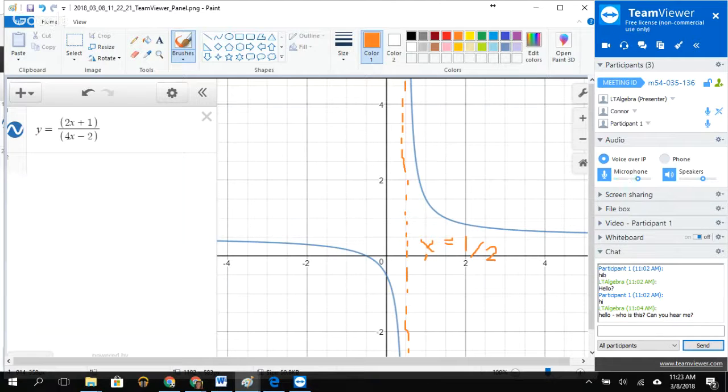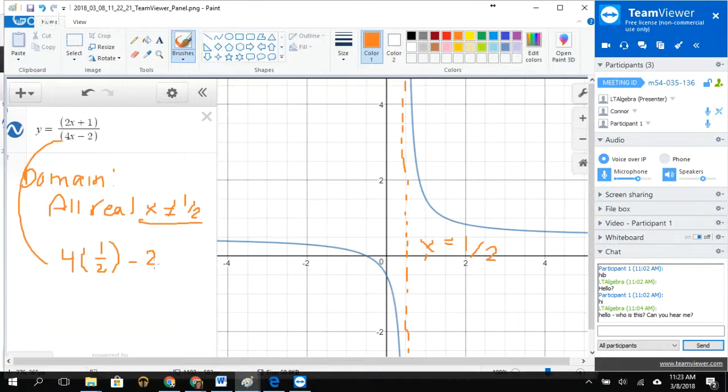Okay. Let's just do domain first. You're going to be tired of writing all real, except x cannot equal 1/2. So what happens when x equals 1/2? Well, if I plug it into the bottom, I have 4 times 1/2 minus 2. 4 times 1/2 is 2, minus 2 is 0. So I can't have 0 at the bottom, which is why x cannot equal 1/2.